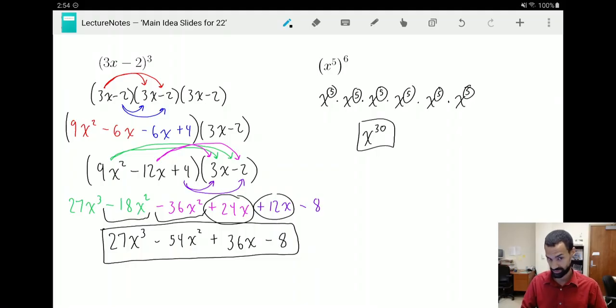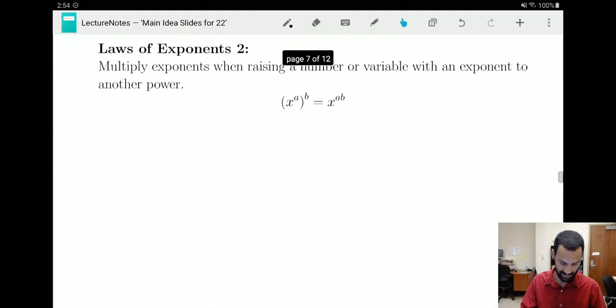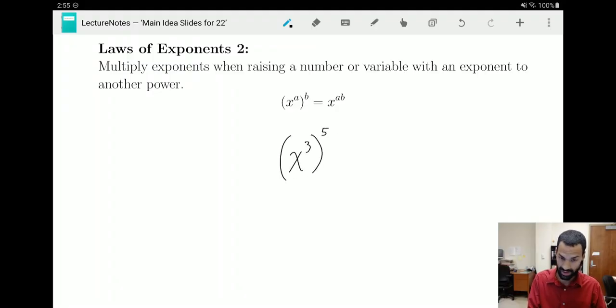We don't want to have to write that out every time, right? That's no fun. So what we're going to do is talk about our next law of exponents, which is when you multiply a number or a variable that already has an exponent and you are raising it to another power. Let me restate that. You have a term already raised to a power, and then you're raising it to a bigger power. You just multiply those exponents together. Okay, so multiply the exponents when raising a number or variable with an exponent to another power.